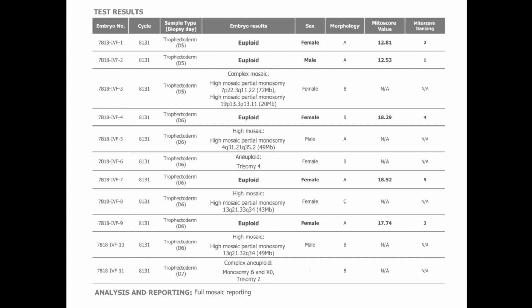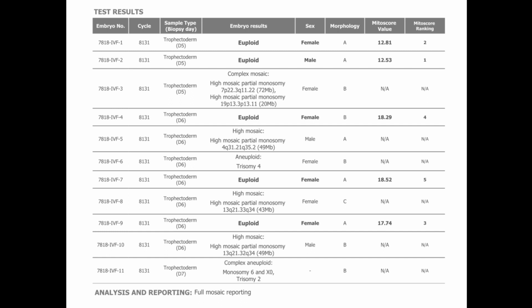The next column, the Mitoscore value, this basically helps to determine which embryo have the highest chances of implantation. So what would be considered a good score? They say basically the lower, the better. So for reference, there was one study that showed that a score of less than 25 equaled to an 85.2% pregnancy rate.